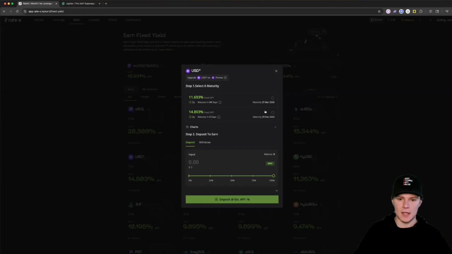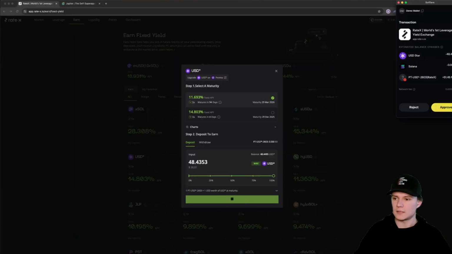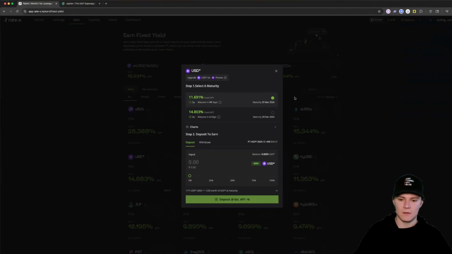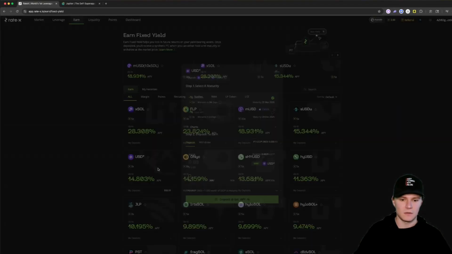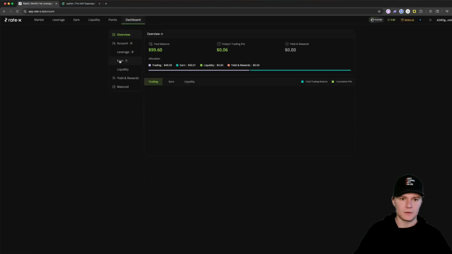I'm going to go ahead and deposit that into the 94-day maturity instrument, maturing at the end of March. So we can see here, putting in $48 or 48 USD star, and it's about worth 50 bucks. I'm going to lock in a yield here. Great. So now we can see, got 50 bucks here. Let's go ahead and look at the dashboard here.